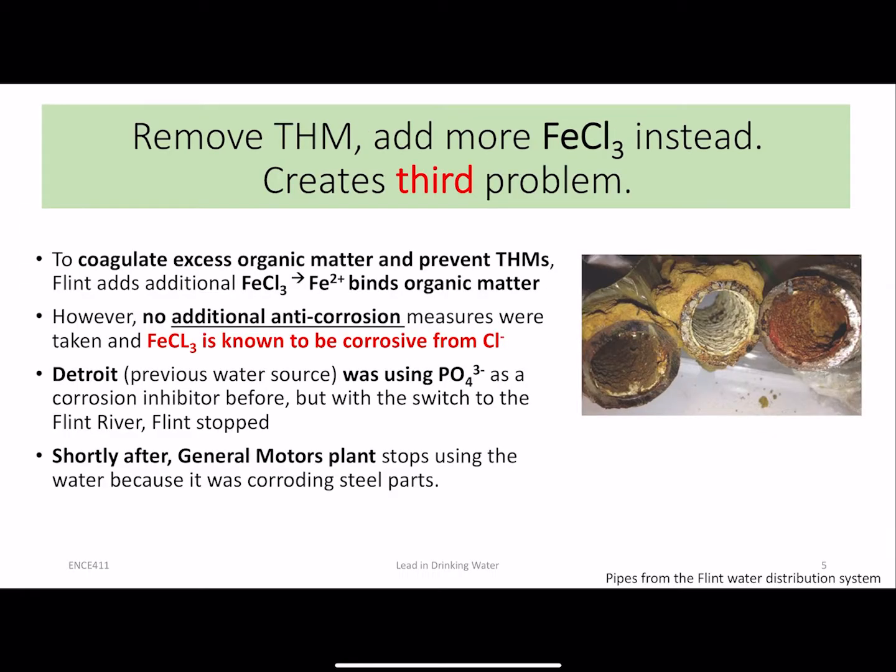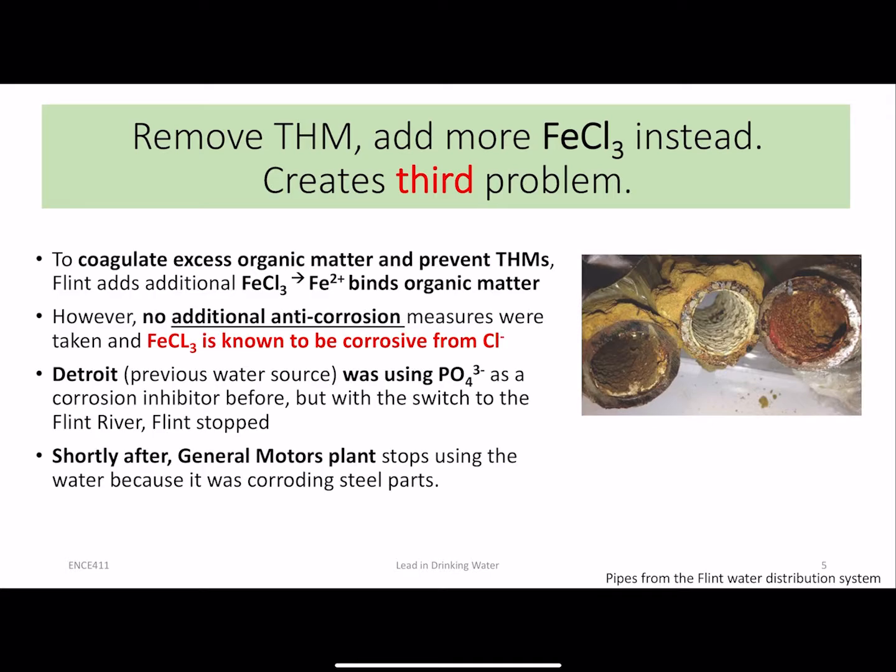So they decided that they needed to get rid of the organic matter in the river. In order to do that, they added this substance, iron chloride. This substance is a coagulant, so the iron binds the organic matter, forming coagulates. This is part of the drinking water treatment. They add this coagulant in a tank, and then the organic matter deposits on the bottom of the tank. So that's how they get rid of the organic matter.